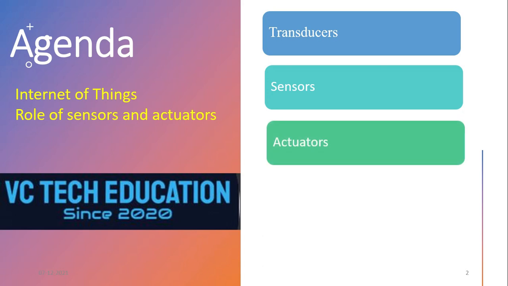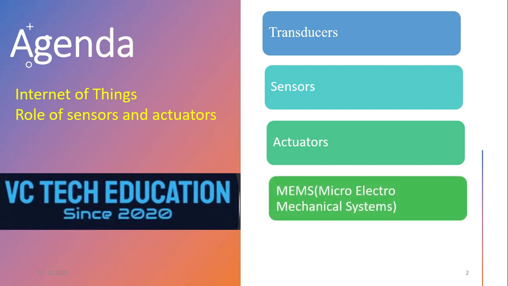Next comes the actuators. An actuator is a device that produces a motion by converting energy and the signals going into the system. The motion it produces can be either rotary or linear. Next comes the MEMS, Micro-electromechanical systems. MEMS is a process technology used to create tiny integrated devices or systems that combine mechanical and electrical components.